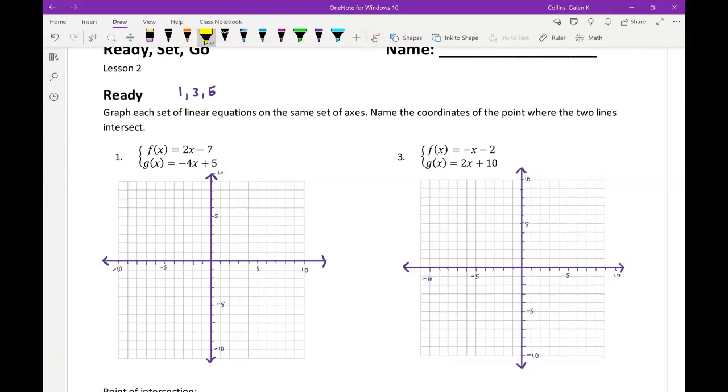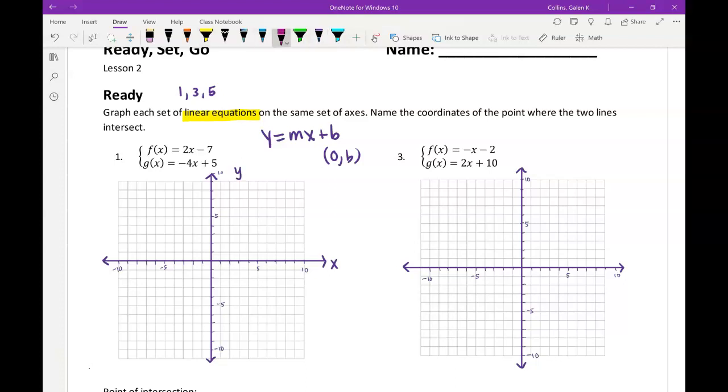So again, we are told that these are all linear. On the same set of axes, name the coordinates of the point where the two lines intersect. So just a reminder that if our equation is in the form of y equals mx plus b, b gives us the y value of the y-intercept, and the x value is 0 on the y-axis. And then m tells us the slope.